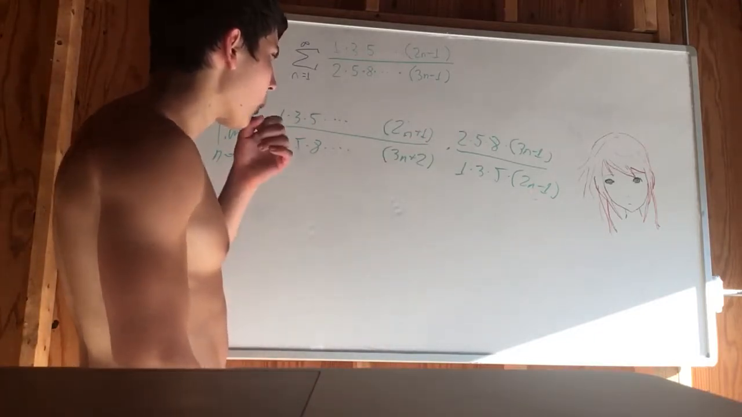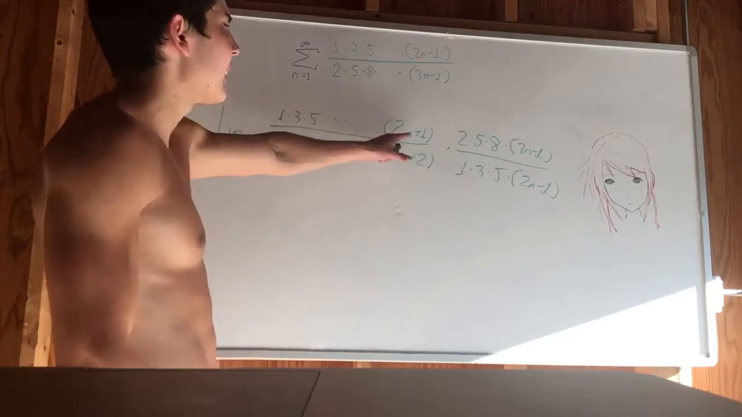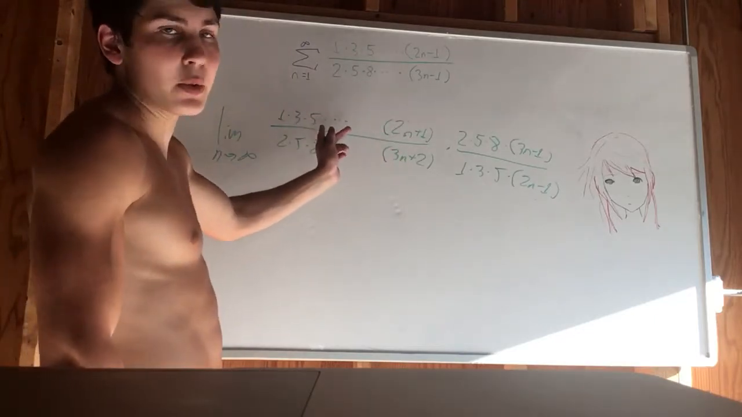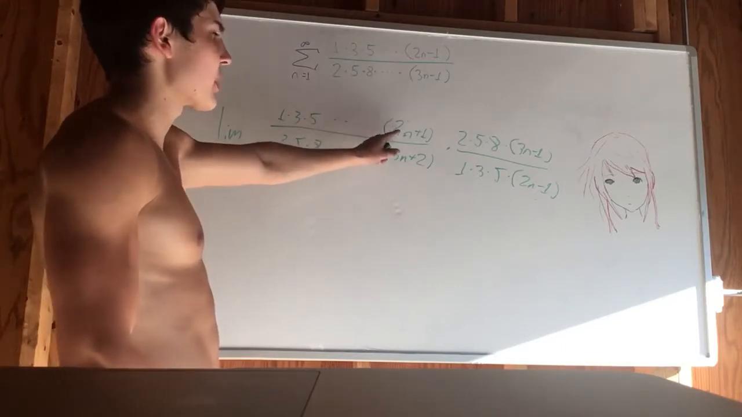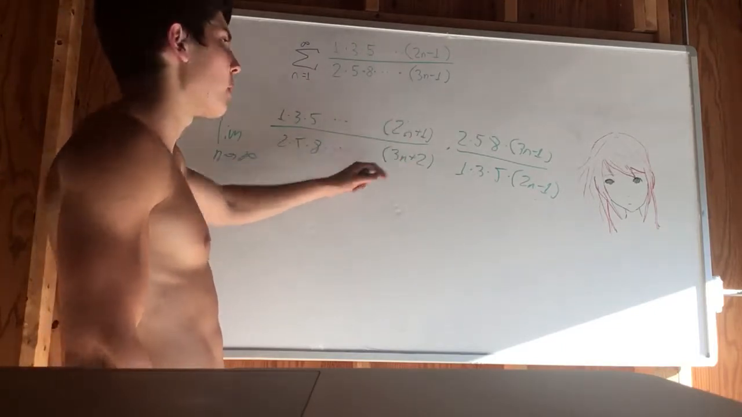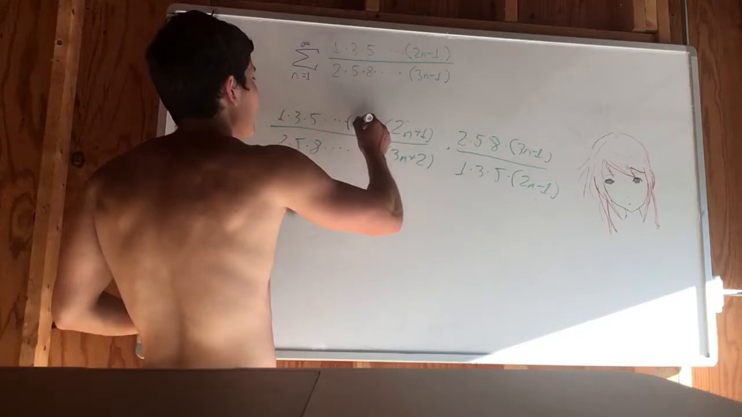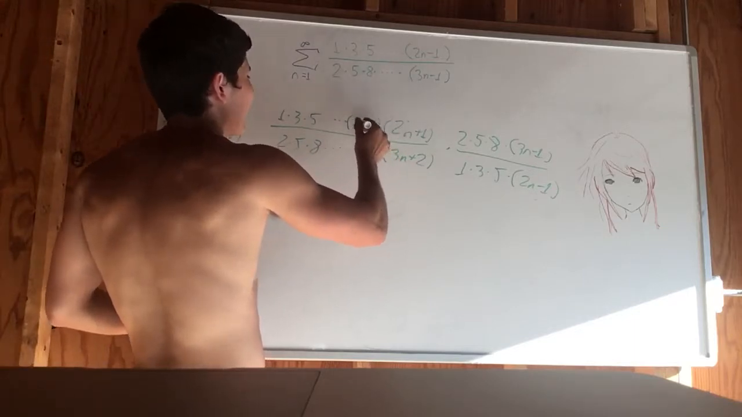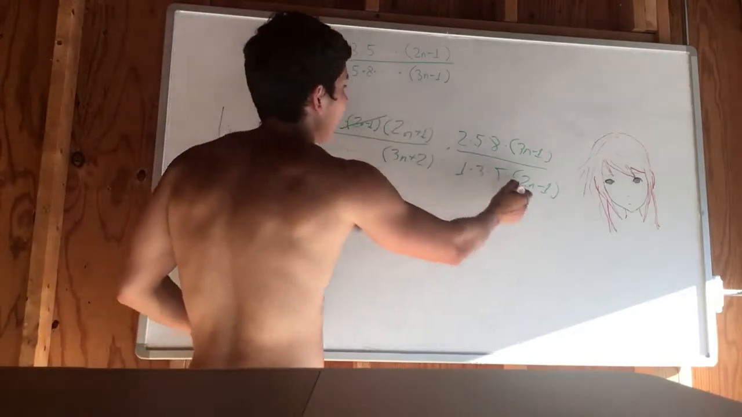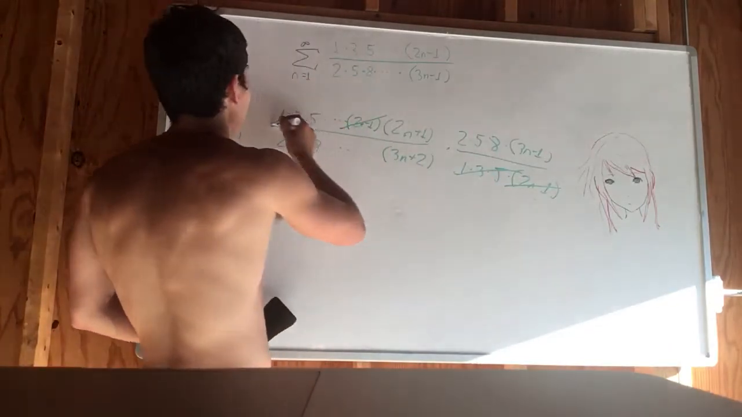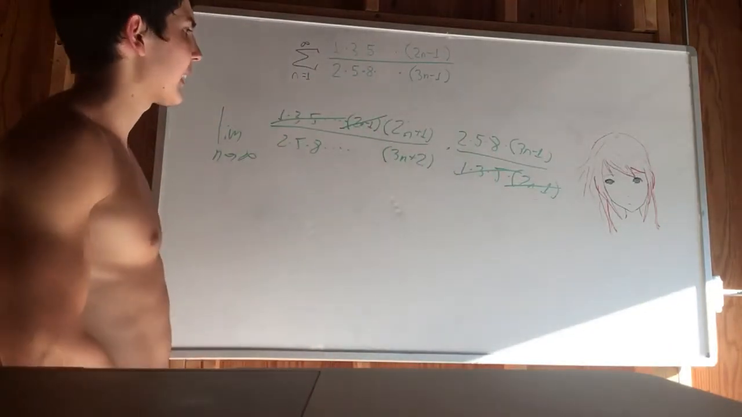So what can we cancel out? Well, we can notice that this is going up by 2's. Like we have 1 times 3 times 5. So that means that the previous term to this is if we had subtracted 2. So that would have been 2n minus 1, because that's 2 less than this term. And this cancels out with this, and also this cancels out with all of that. So that's what we have there.